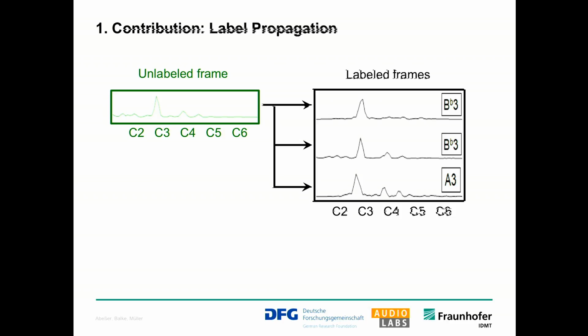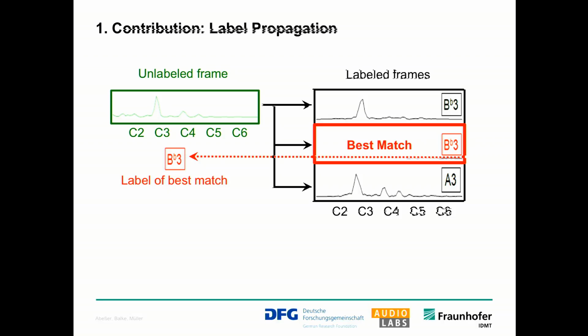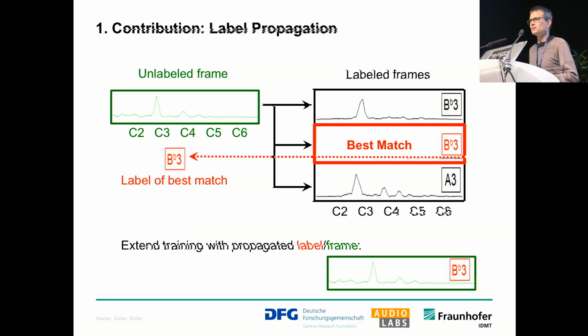So we make 2 contributions in our experiments. First of all, we use label propagation to start with an unlabeled frame. Then we do a kind of nearest neighbor search to identify the best match within the labeled frames. Then we just take the label of the best match and attach it to the unlabeled frame and extend the dataset accordingly. That's the first thing.